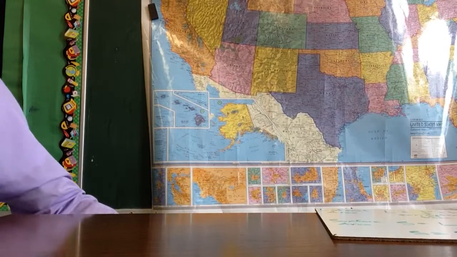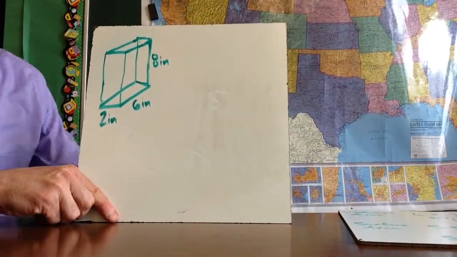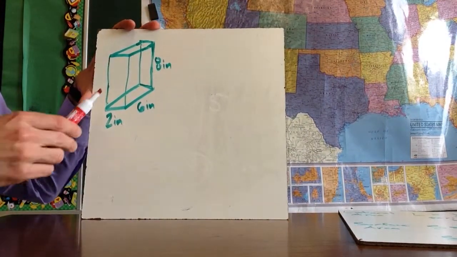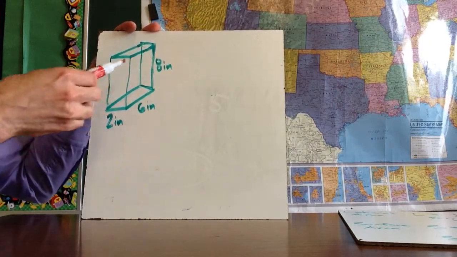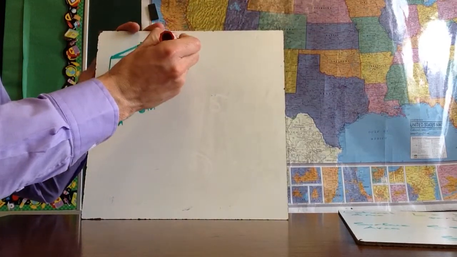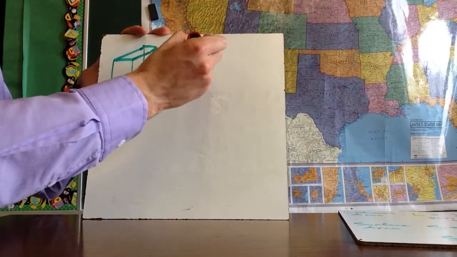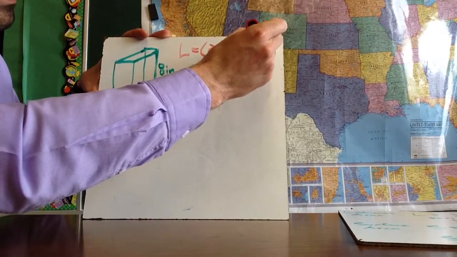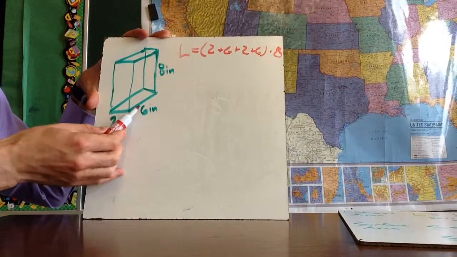And so let's start with a rectangular prism like this one, and let's say, okay, if we want to find the lateral area, which is the area of the 4 faces, right? So my base is this rectangle and this rectangle. I'm looking for the 4 rectangular faces around the outside. So the lateral area is going to be the perimeter of the base, which is 2 plus 6 plus 2 plus 6, times the height, which is 8, right?